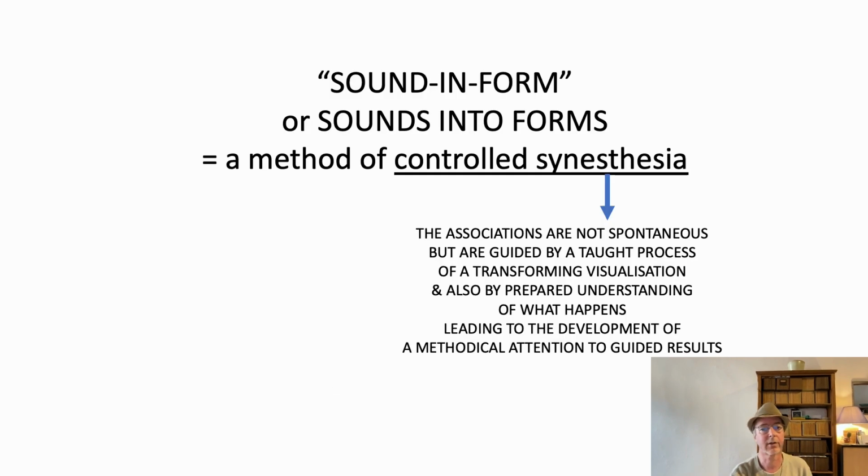So this method, you can call it a controlled synesthesia. It's not spontaneous as synesthesia is, but it's learned, and you learn it gradually by remembering the associations, and gradually also learn why these associations are there. So it's a thought process, so that you can transform the words by visualization, but also at the same time understand what happens in the forms, so that it can lead to a methodical attention to your results that are guided by your understanding.